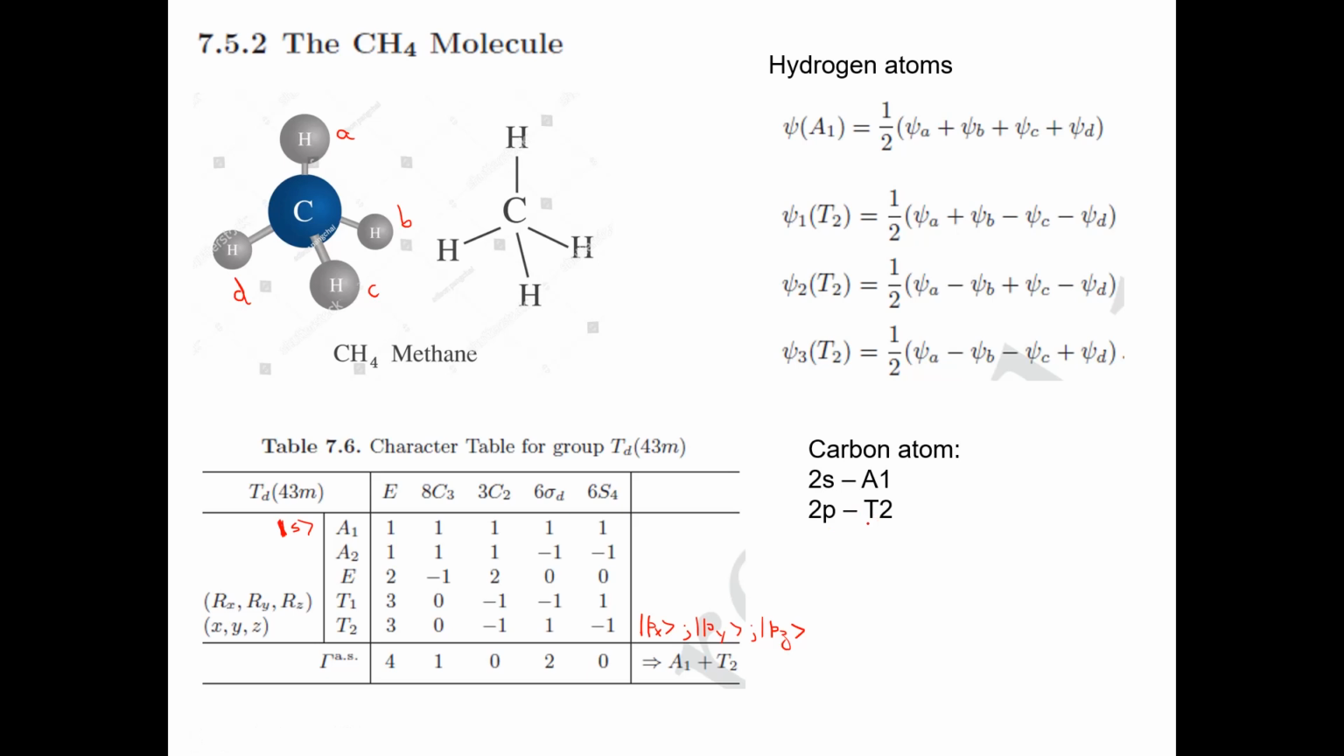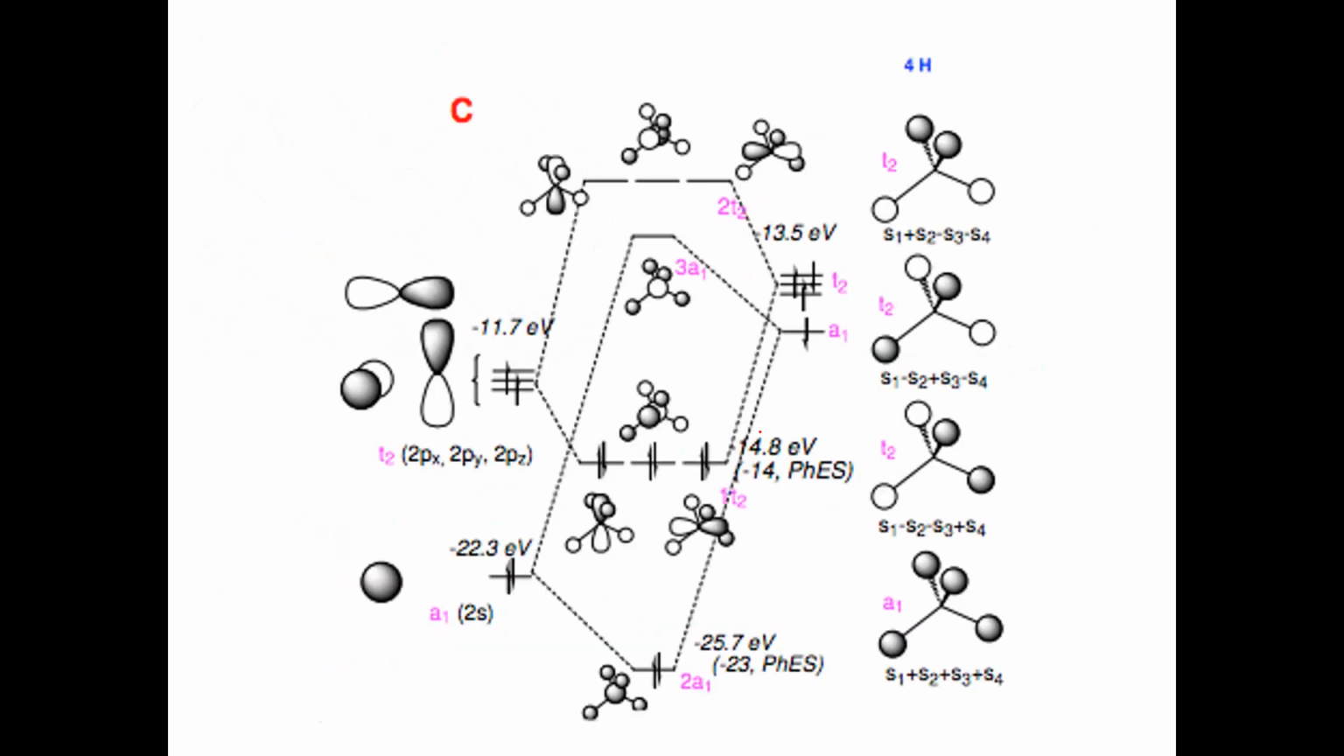So I know that the carbon S state will couple with this symmetric combination of hydrogen S states, and I know the 3 p orbitals of carbon, they have T2 symmetry, and they will couple with the 3 T2 linear combinations of hydrogen S states. Okay, very good. So here I explain why it makes a lot of sense to make those linear combinations of hydrogen S orbitals.